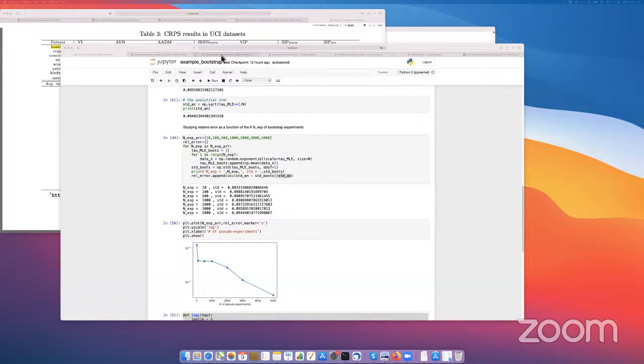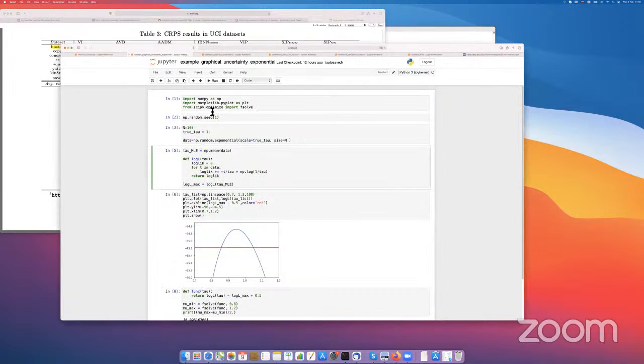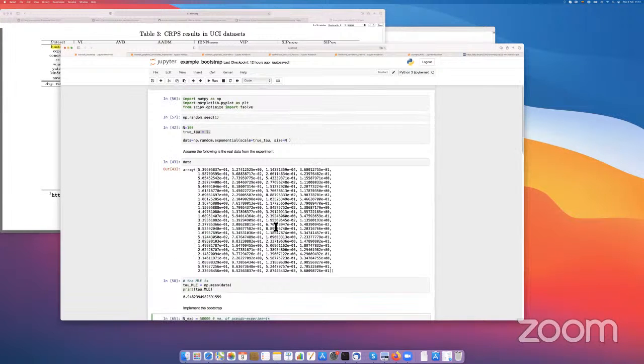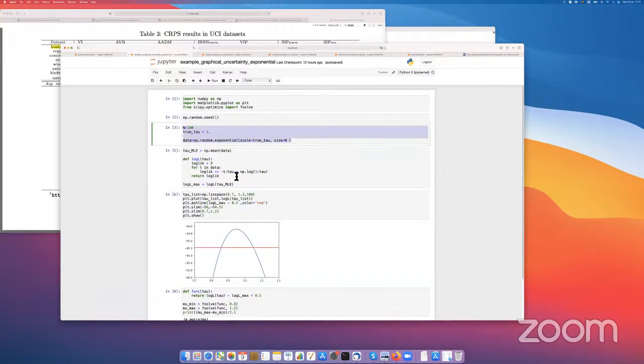What graphical uncertainty? That was before. Exponential. Okay, so here I'm doing this with exactly the same data generation. I am using exactly the same data as before. This data is identical here. And first of all, I repeat what is the maximum likelihood estimate.